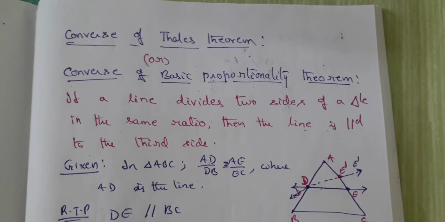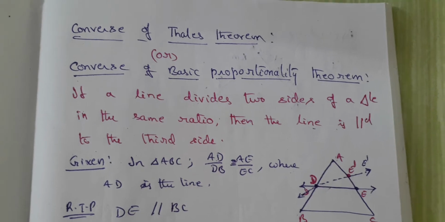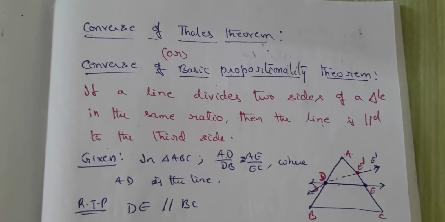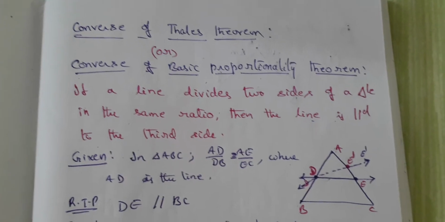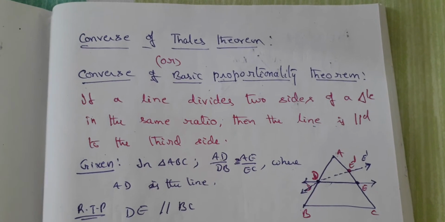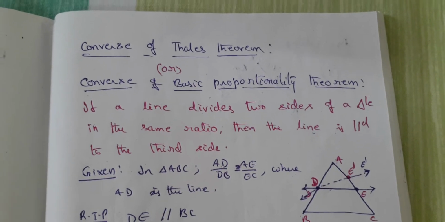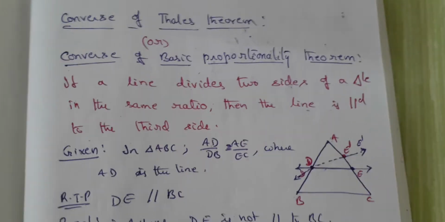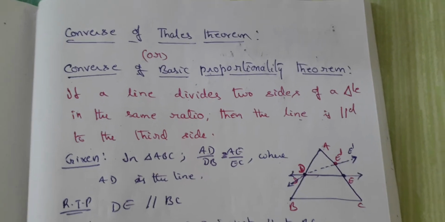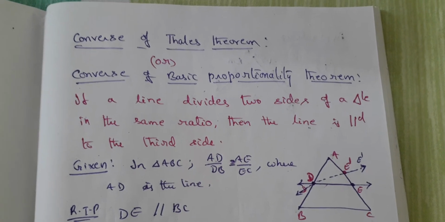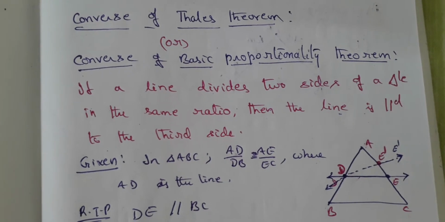See, try to understand the difference. Basic proportionality says that the given line is parallel to one of the sides, and it divides the other two sides in equal ratios. The converse here is, if a line divides the two sides in equal ratios, then obviously it should be parallel to the third side. So this is the converse of Thales theorem, or rather we say it is the converse of basic proportionality theorem. Okay, children.